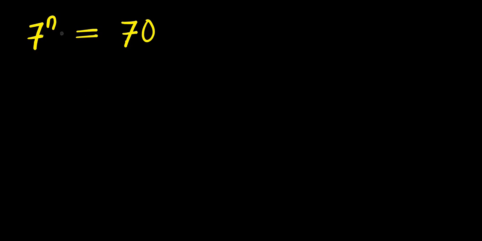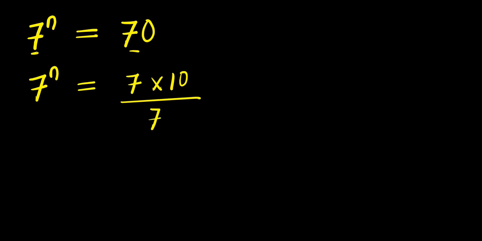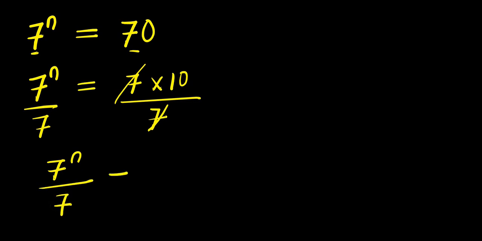Hello, how to solve this exponential problem? This is 7 to the power of n equals 70, solving for the value of n that satisfies this equation. Now I can have this as 7 to the power of n, and this equals 7 times 10. So 70 is 7 times 10. Now the next thing I can do is divide this by 7 and divide this by 7. 7 eliminates 7. I have 7 power n divided by 7 equals 10.